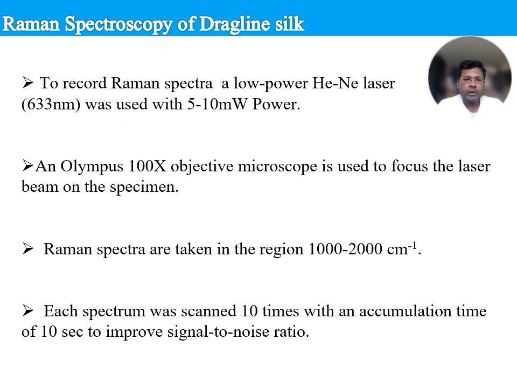To record the Raman spectrum of our twisted and untwisted silk samples, we use a low power helium neon laser to make sure that the samples are not damaged by the laser. The light is focused on the sample using a 100x microscope objective. The Raman spectrum is recorded in the region of 1000 to 2000 wave numbers, and each spectrum is scanned 10 times with an accumulation time of 10 seconds to improve the signal to noise ratio.